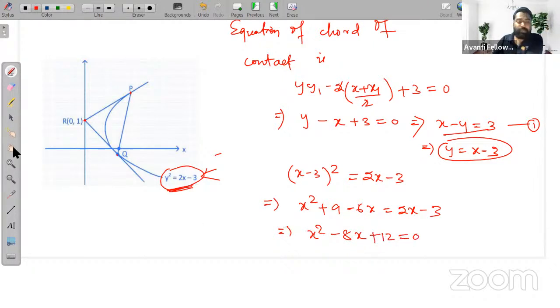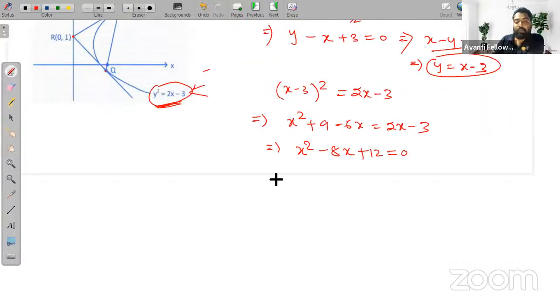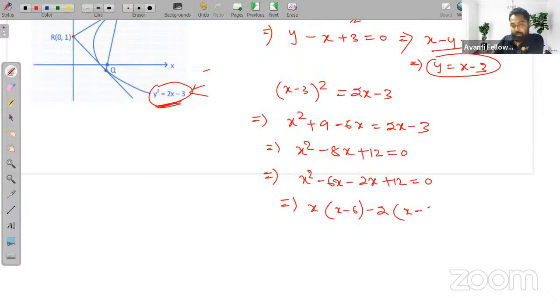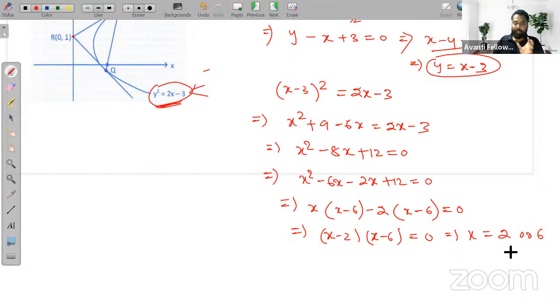So solve this quadratic equation, you will get the value of x. If we solve it, we'll get x square minus 6x minus 2x plus 12 is equal to 0. Then if we take common, we'll get x minus 6 into x minus 2 common, then x minus 6 is equal to 0. So from here I'm getting x minus 2 into x minus 6 is equal to 0. So x is equal to 2 or 6. One is 2, other is 6.